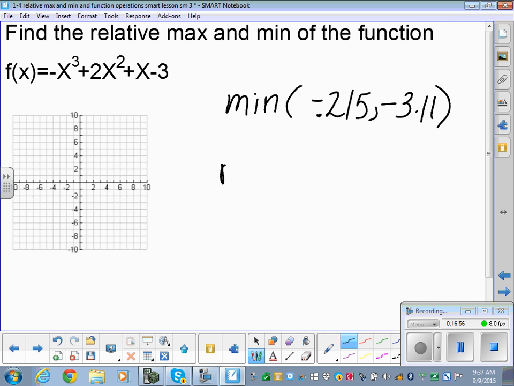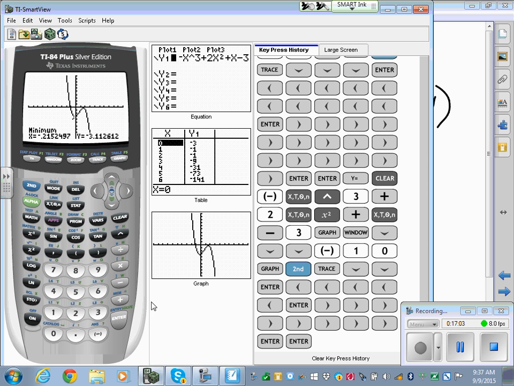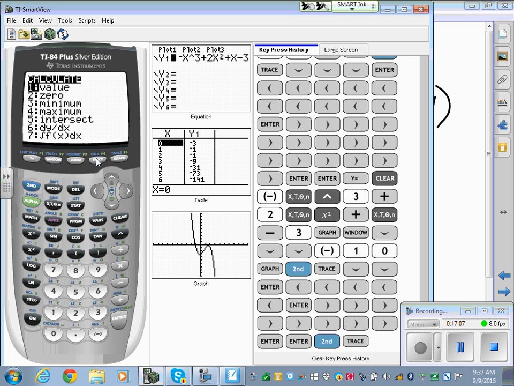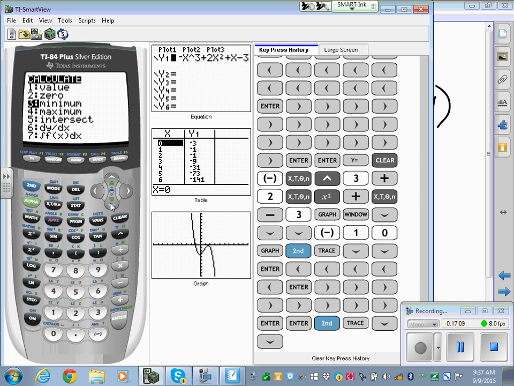And now let's find our max really quick. So you have to do it again. You'll just say second trace. Now you don't have to do anything. You don't have to clear out your function. Just do second trace again. So second trace, and then we're going to find the maximum this time. Hit enter. Now it's asking for a left bound.